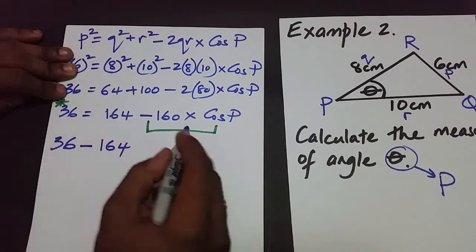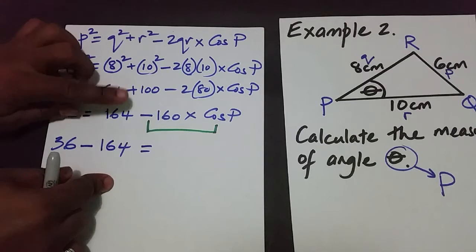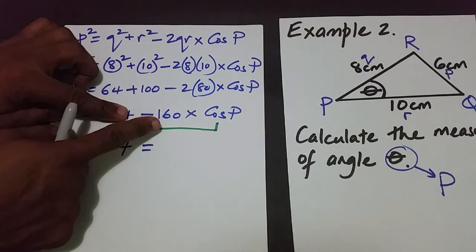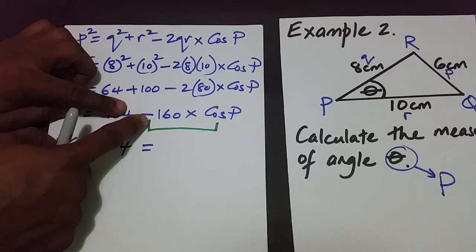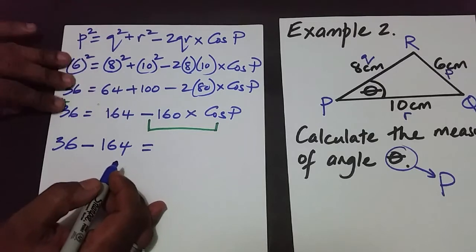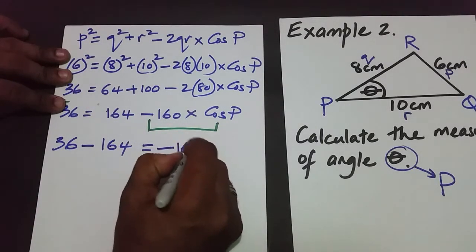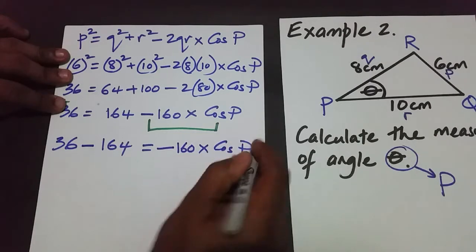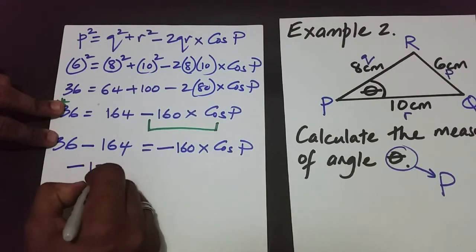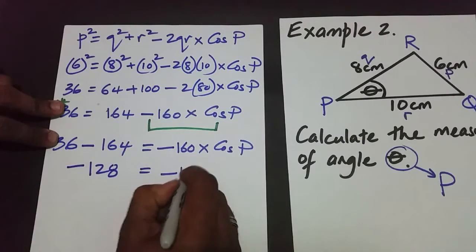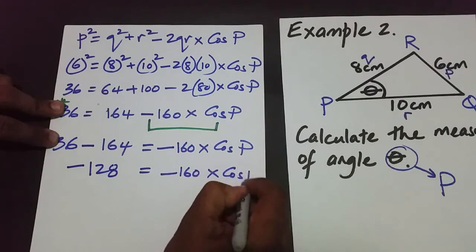It's positive here, carry over, it becomes negative, equal, and the minus sign belongs to the 160. So it's negative 160. Even though I'm moving the 164, this here belongs to 160 and remains. So that's negative 160 times the cosine of P. Now I'm going to work this out here. 36 minus 164 equals negative 128. This is negative 128 equals negative 160 times the cos of P.